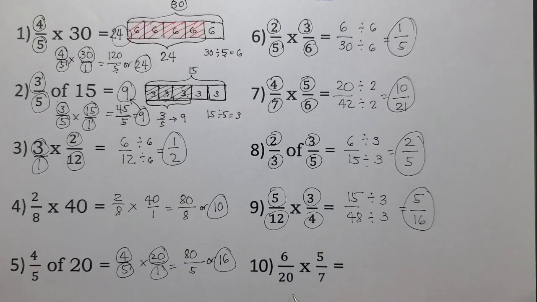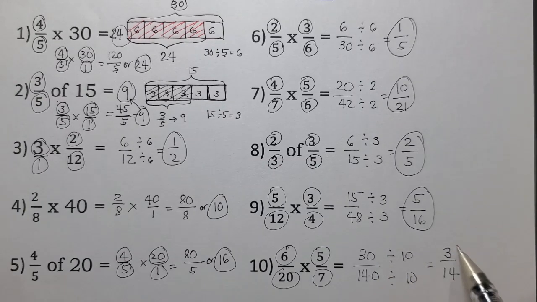And of course, we have here 6/20 times 5/7. So 6 times 5 is 30. 20 times 7, that will give you 140. Both are divisible by 10. So that is 3 over 14, or 3/14.